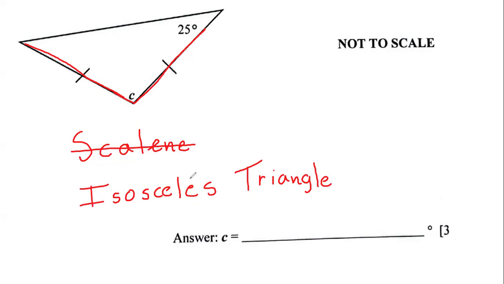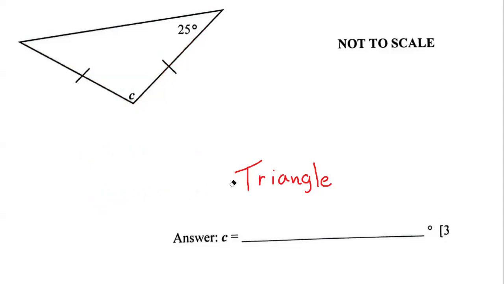Isosceles. Isosceles triangle. Very good. It's an isosceles triangle because both sides are equal. Only two sides are equal. So with that in mind, can someone help me determine what angle C is? What is the measure of angle C, and how are we going to figure that out?